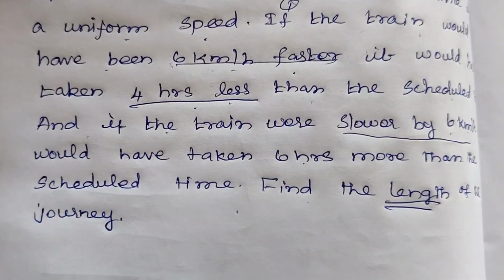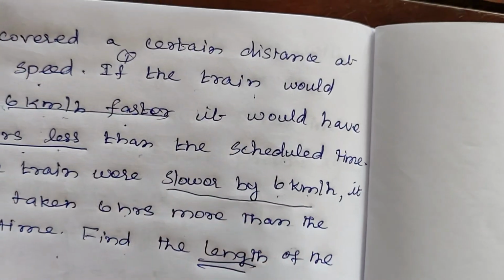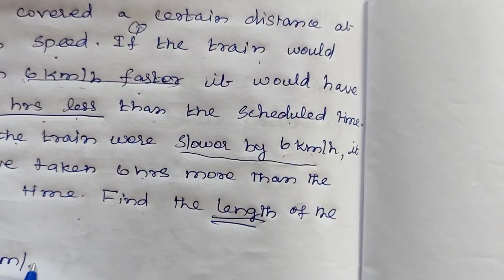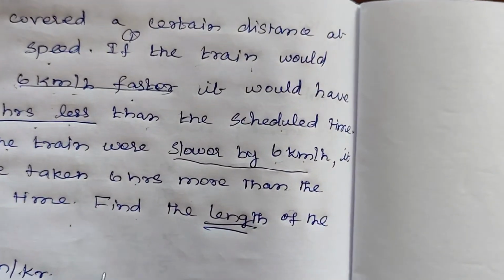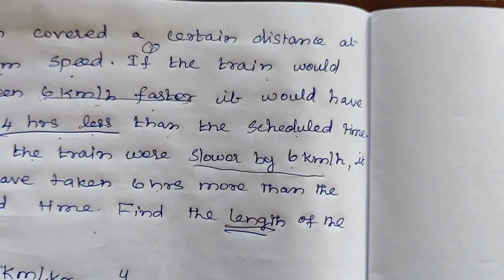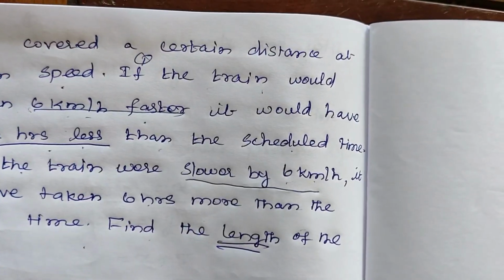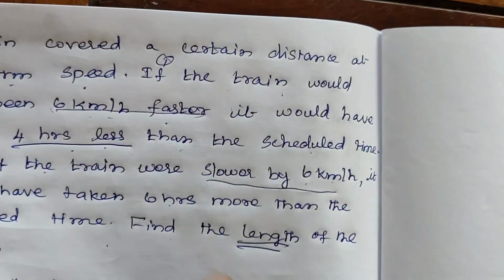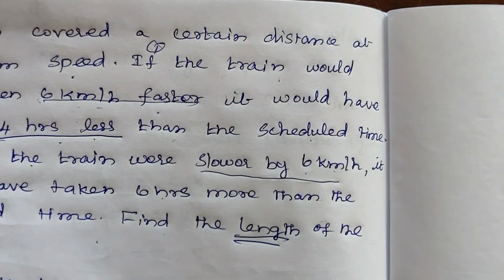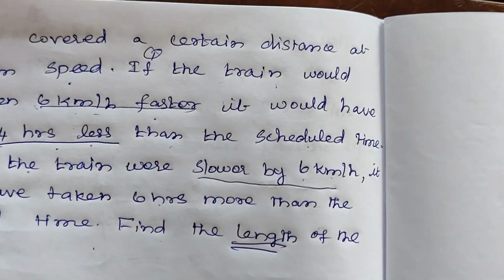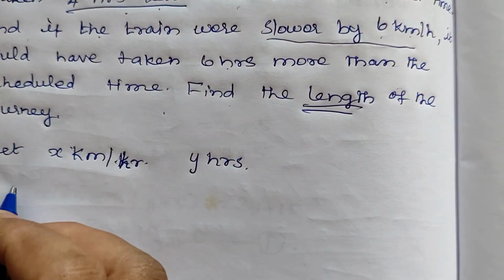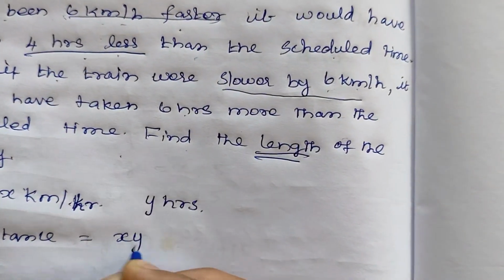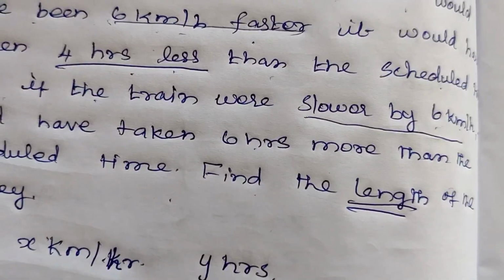So distance equals speed into time. Let x kilometer per hour be the current speed and y hours be the time taken. So automatically, distance equals speed into time. Therefore, distance equals xy.